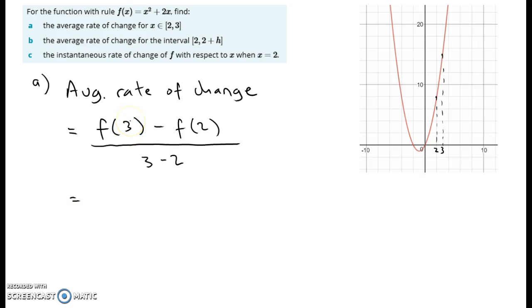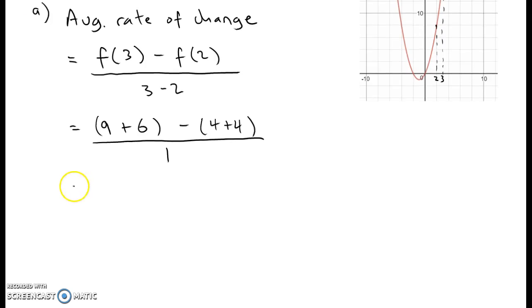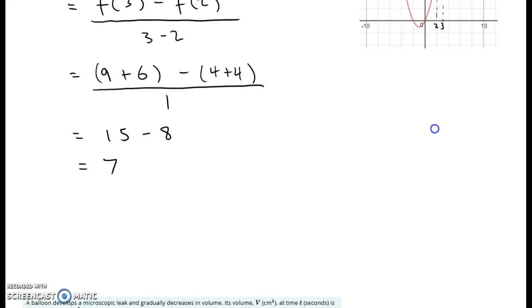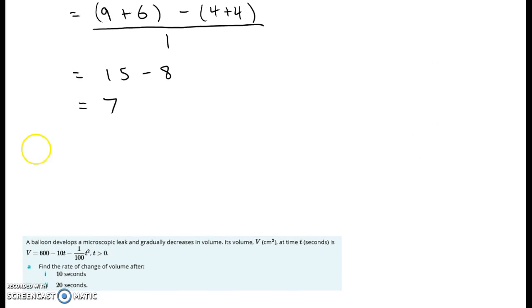when x equals 3 in our function, we'll get 9 plus 6 minus, when x equals 2, we'll get 4 plus 4, all over 1. So we're left with 15 minus 8, which equals 7. So the average rate of change from x equals 2 to x equals 3 here is 7. Let's have a look at part B.